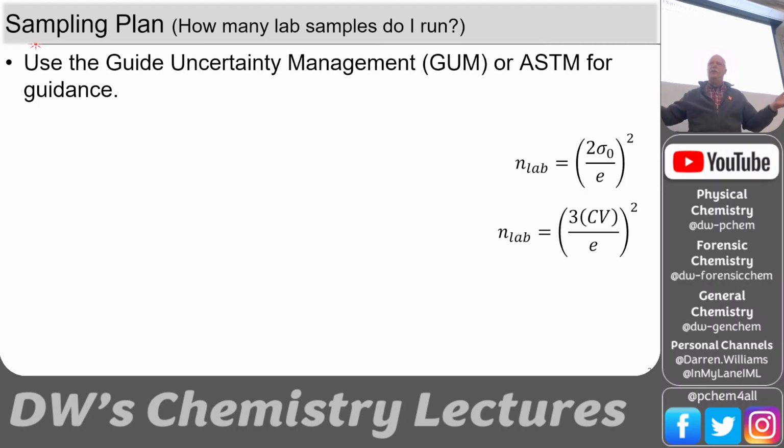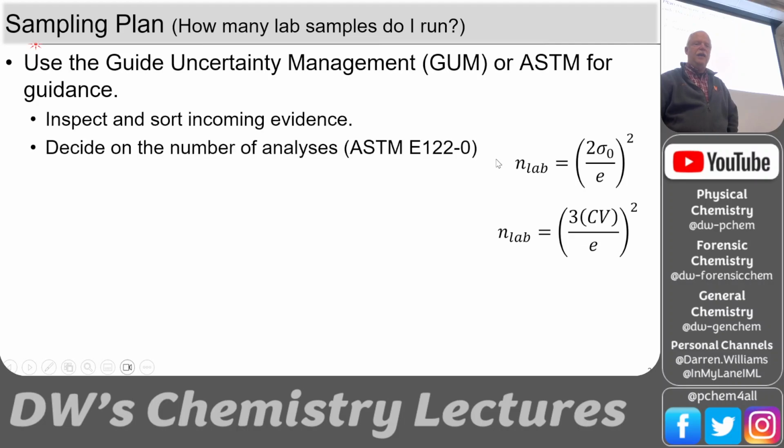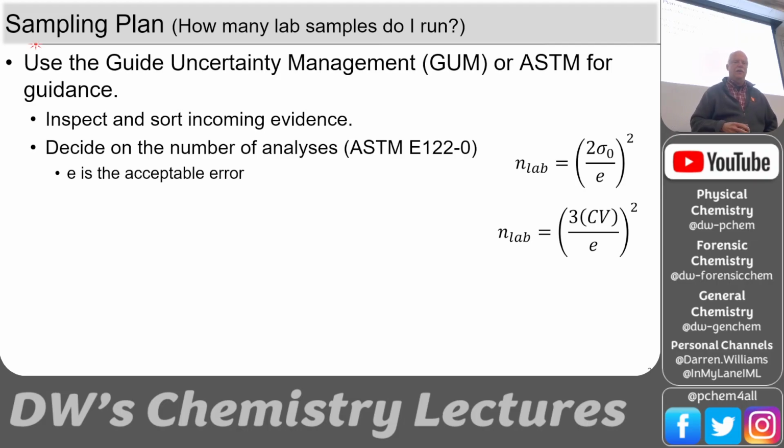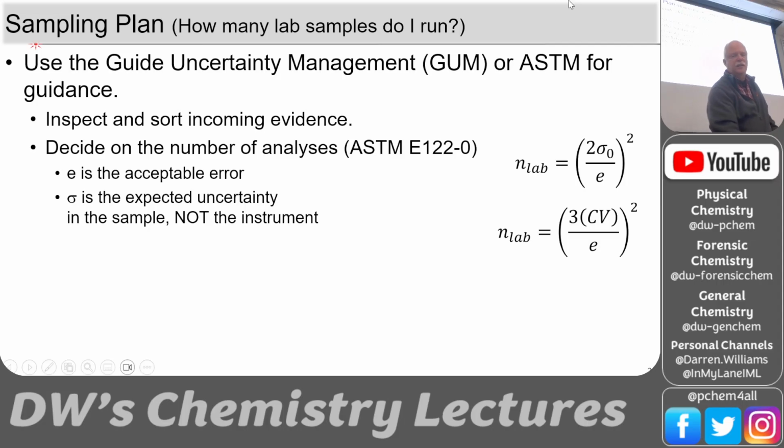And so then we have a large collection of samples that comes into the lab. How would you sample those things? Well, there's this guide for uncertainty management that's accepted in the forensic science community, and there's also ASTM for guidance. And so what they have in those is you would inspect and sort the incoming evidence, and then you would decide on the number of analyses you need to do. Okay, and so this is our expected uncertainty and the acceptable error.